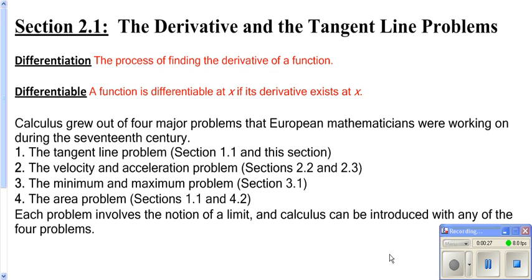Back in the 17th century, there were some problems that were worked on, which we'll be addressing in calculus. One of them is the tangent line problem. One of them was how velocity and acceleration are related. One of them is finding the maximum and minimum of a problem. One of them is finding the area underneath a curve.